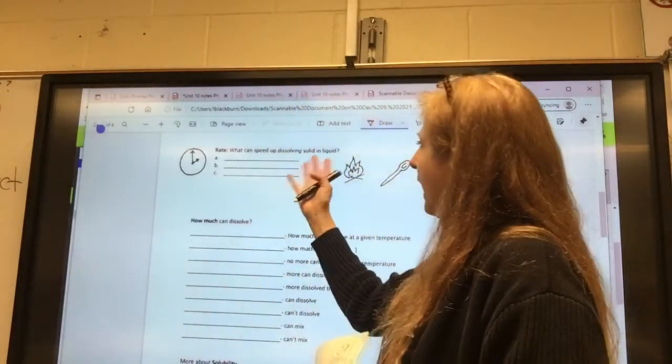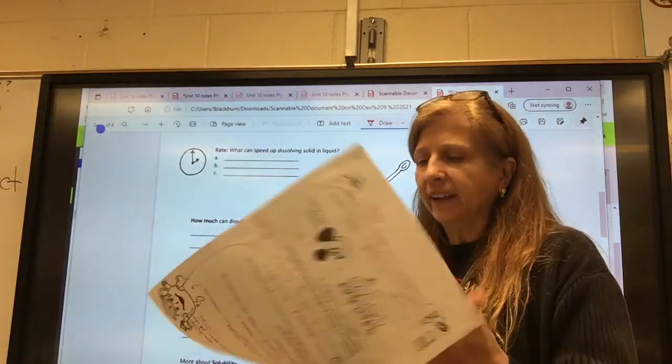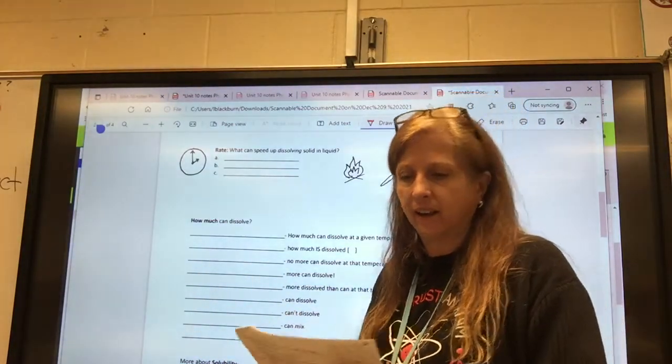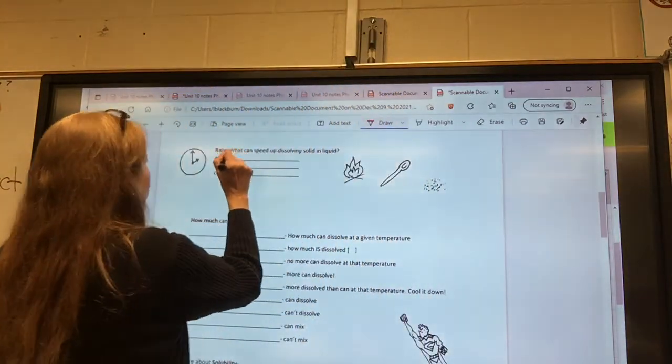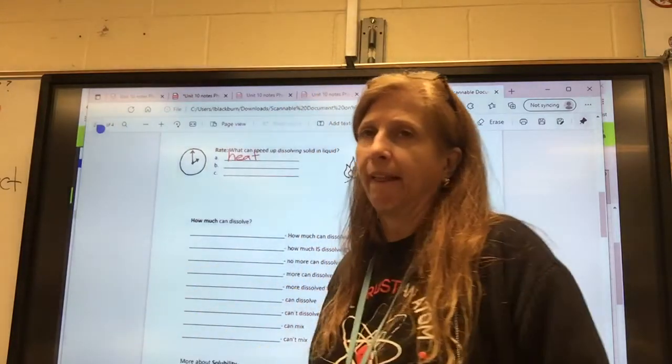So what can speed up dissolving in liquids? Heat. You need to add that sugar to the tea before you put the ice in, right? So you need heat to help things speed up dissolving. What else can speed up dissolving?